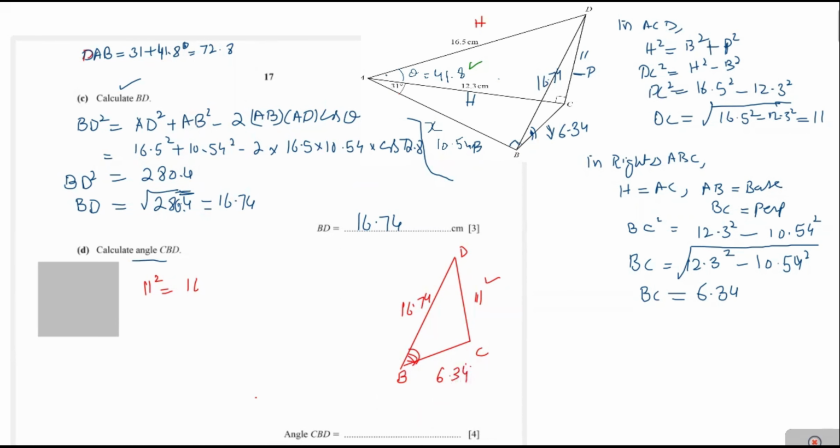Now you see here, 11 squared will be equal to the sum of the squares of the other two sides: 16.74 squared plus 6.34 squared, minus 2 multiplied by 16.74 multiplied by 6.34 multiplied by cos CBD.